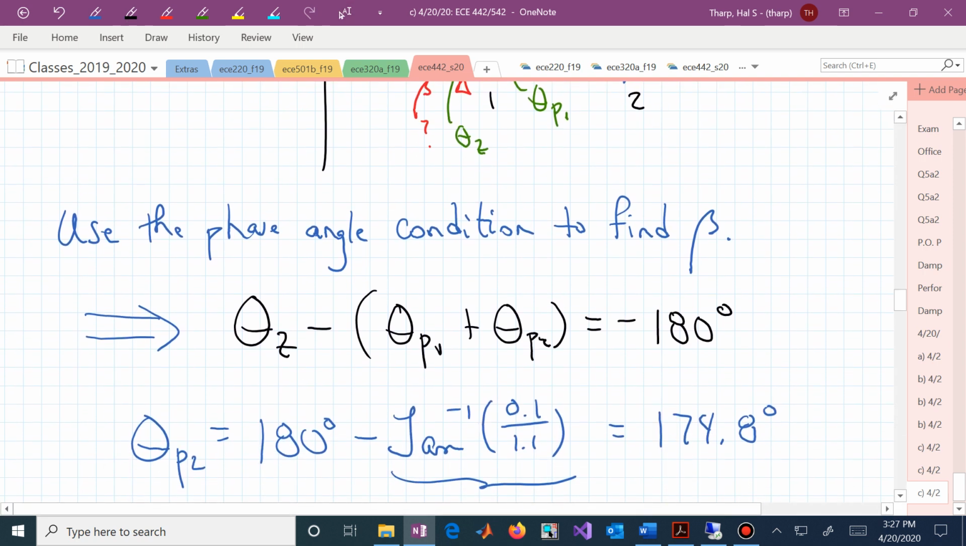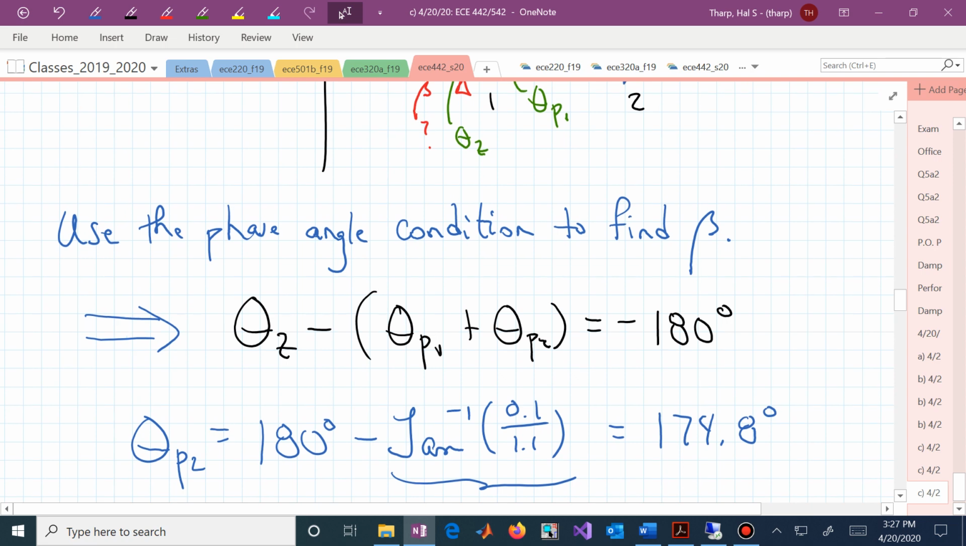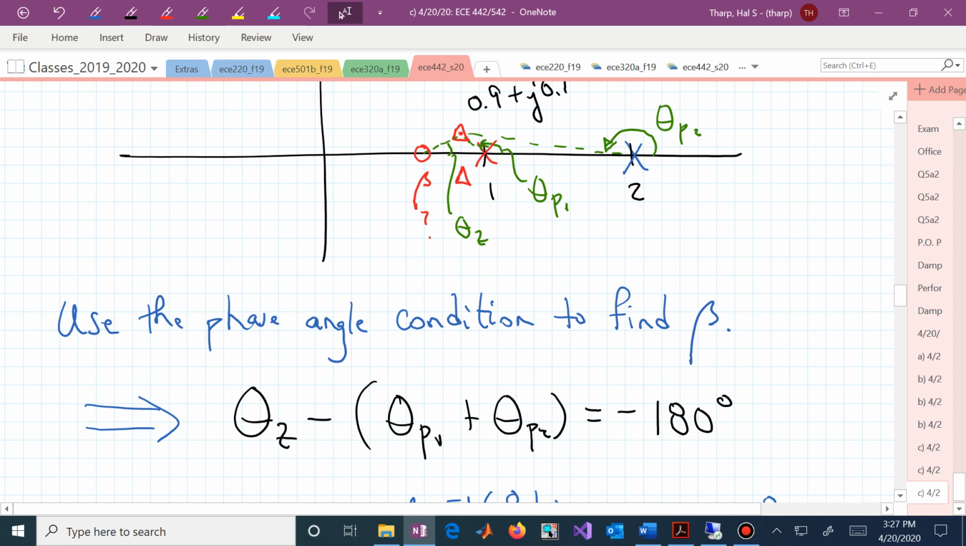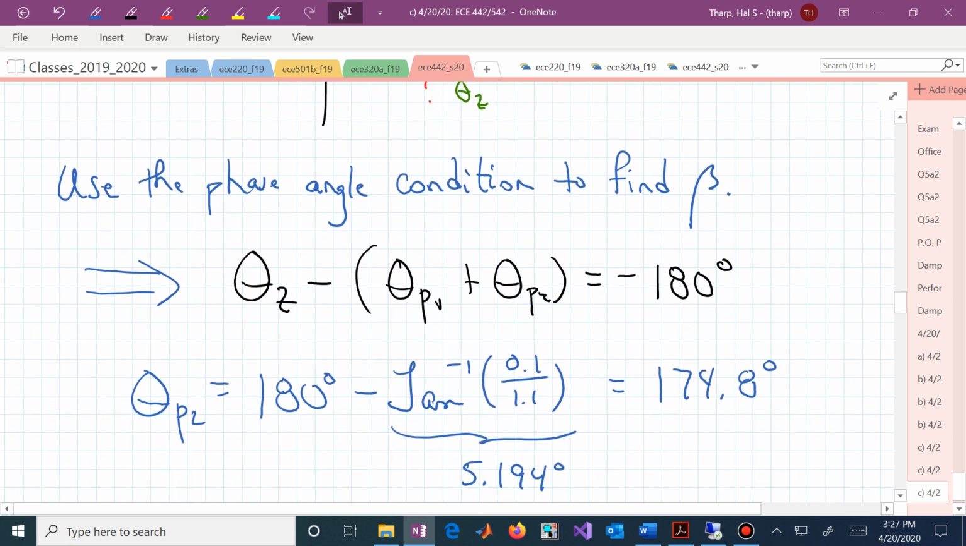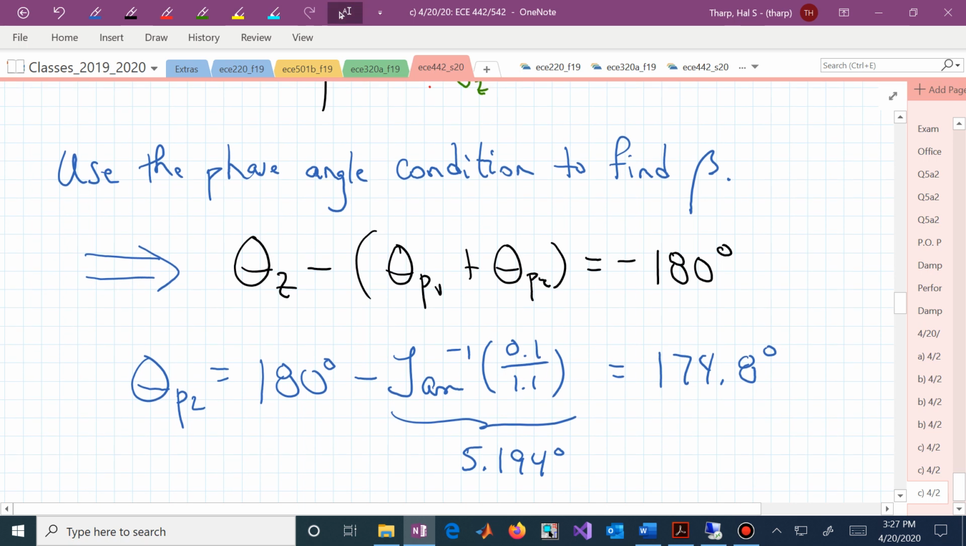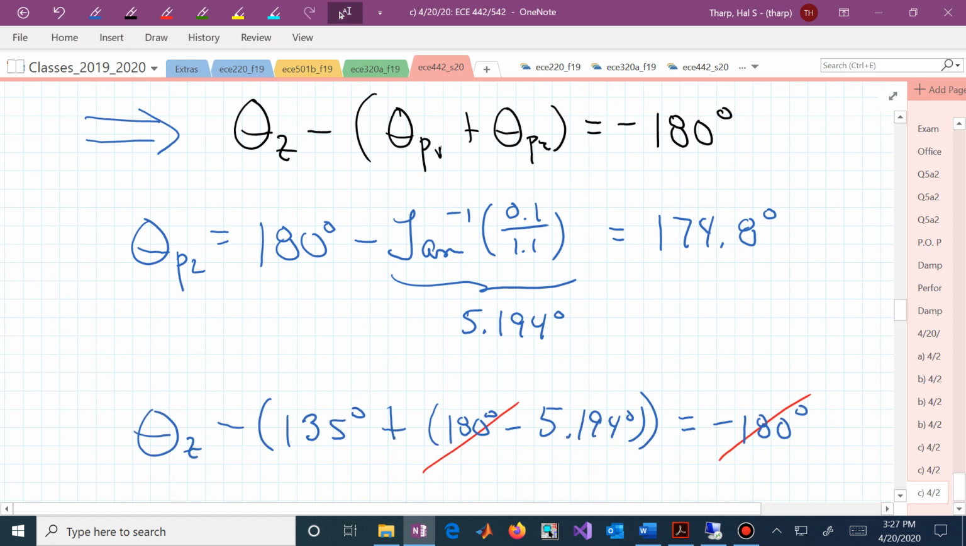Theta p sub 2 is 180 minus this acute angle that has a vertical height of 0.1 due to the j 0.1 and a horizontal distance of 1 plus the distance to get us from 1 to 0.9, which is 0.1. So we now have inverse tangent of 0.1 over 1.1, which is a little bit more than 5 degrees. We take that away from 180 and we're left with 174.8 degrees. That's theta p2. We can plug that in here. We know what theta p1 is. That's 135. So do we achieve a reasonable value for theta sub z?